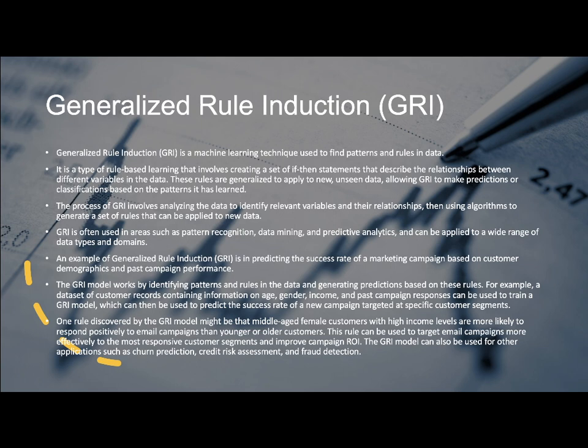You can see an example here, predicting the success rate of a marketing campaign based on customer demographics and past campaign performance. So they will identify the patterns and rules in the data, and then the model can be used to make predictions, and also to recommend based on previous patterns of data, so that it helps you to make predictions and do the decision making. So that is what we call generalized rule induction, the GRI.